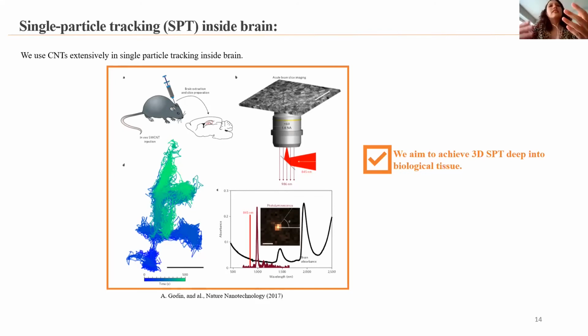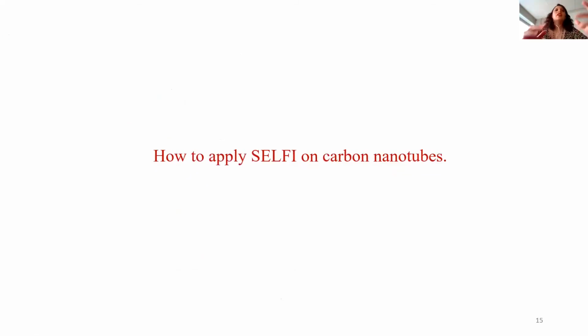But all this has been done in 2D. However, the brain is a 3D object. Therefore, we aim to achieve 3D single particle tracking. So how to apply SELFI on carbon nanotubes?